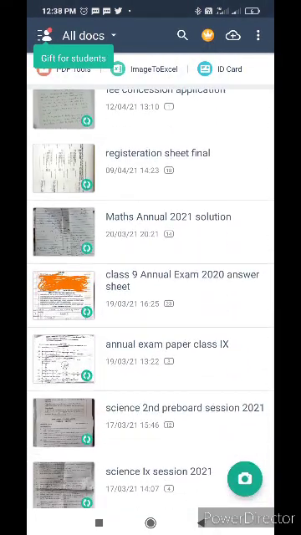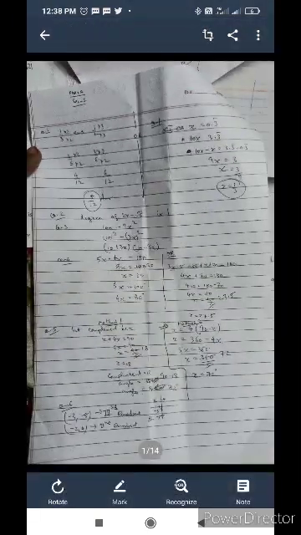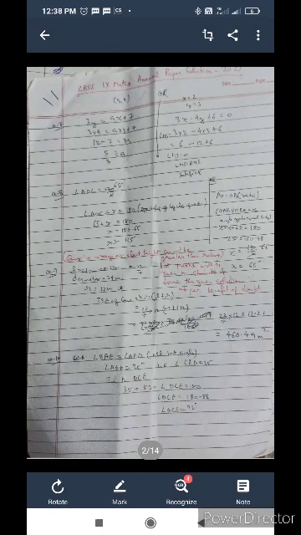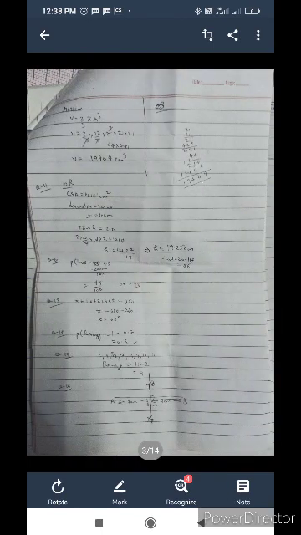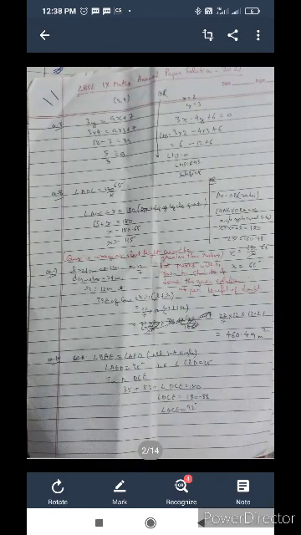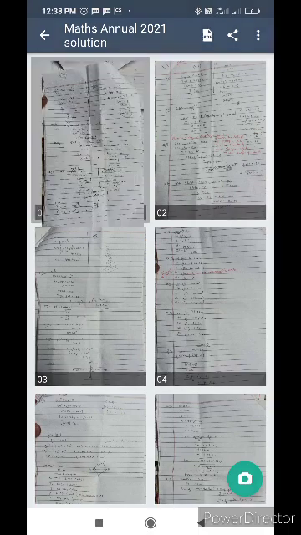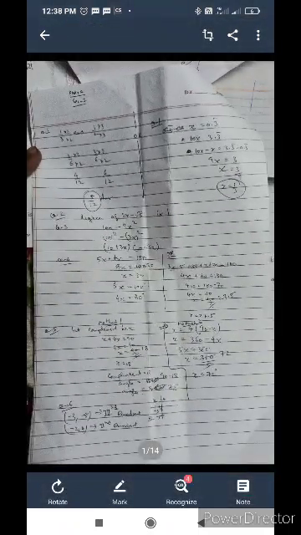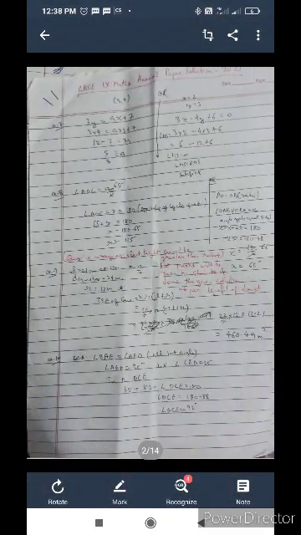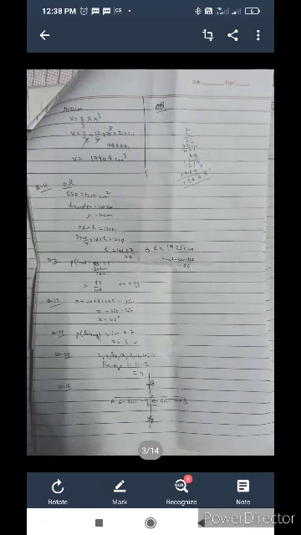Question number 11. This was the wrong question paper. No, this only. Just wait. 1 2 3 4 5 6 7 8 9 10 11. Okay. Curved surface area was given 1210 centimeter square.